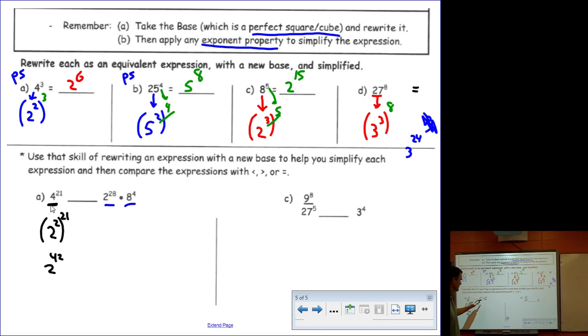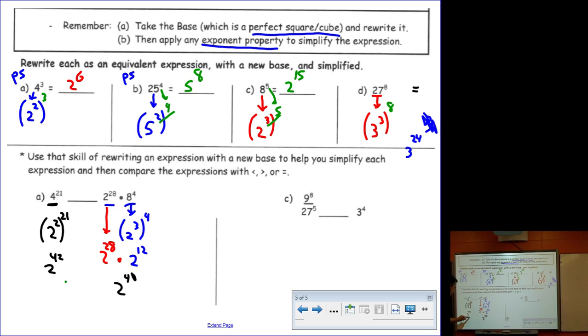Oh, but wait a minute. They don't have the same base. This guy needs rewritten so it has the same base. And 8 is a perfect cube. I can rewrite this as 2 to the 3rd power to the 4th power. And of course, that would be 2 to the 12th power. Now we bring down our other one, 2 to the 28th power, and we multiply these guys together. And when you multiply them together, you add their exponents, gives us 2 to the 40th power.